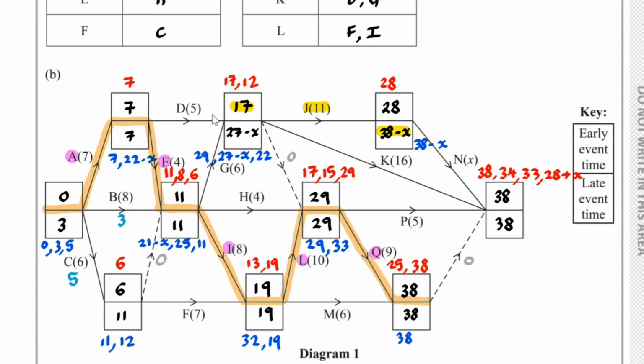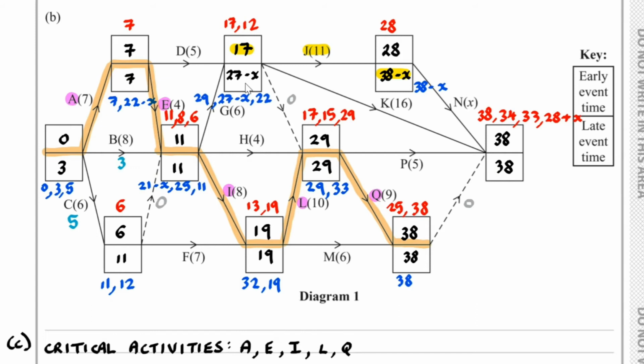If we take a look at D, knowing that X is equal to 4, 27 take away 4, rather with X equaling 6, we have 27 take away 6, which is 21. And here 38 take away 6 is 32. So if I add on this 32 here.